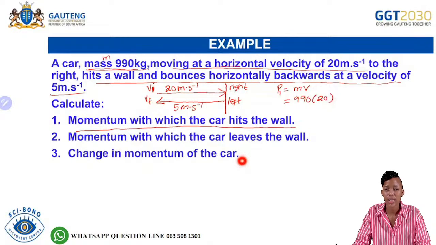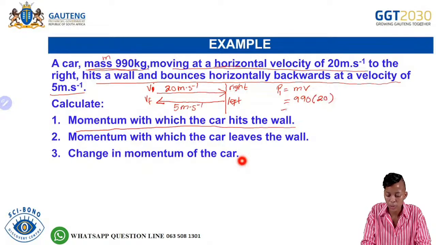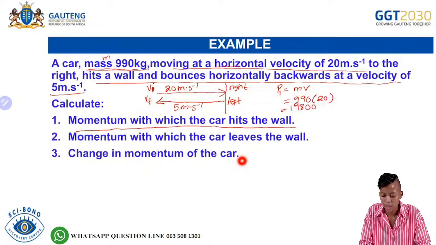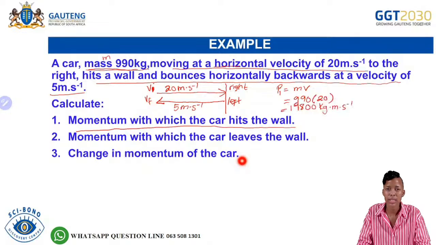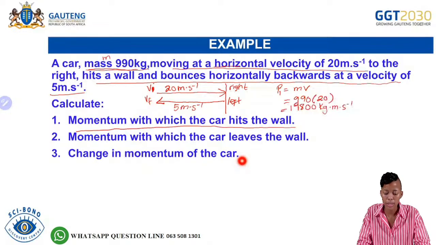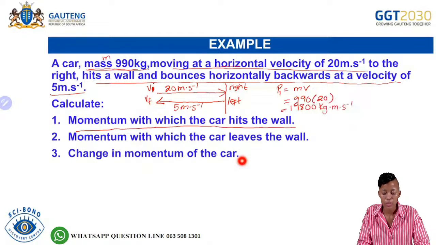190 multiplied by 20. What does it give you? 19,800 kilograms meters per second. Where do you get the SI units? You will get the SI units from the combination of the mass and the velocity, and it gives you the SI units of momentum.